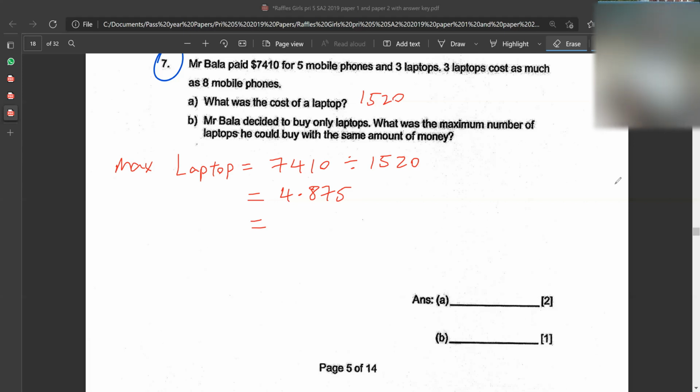Round down. Why? Why round down? The 0.875 is the extra. But why round down? Why throw away 0.875? It's 8 more. 8 should round up, what? Why round down?